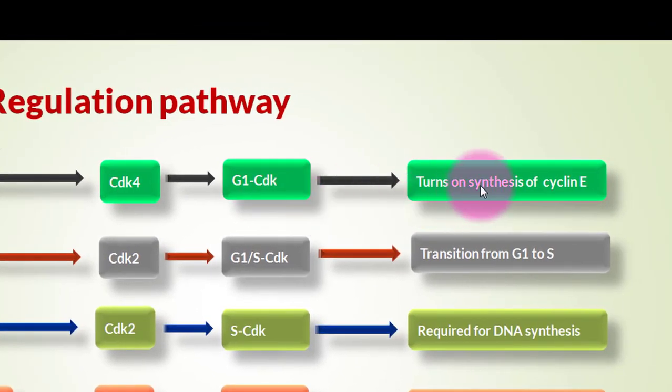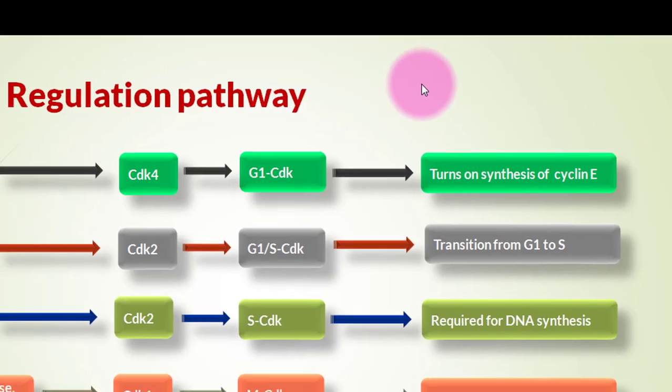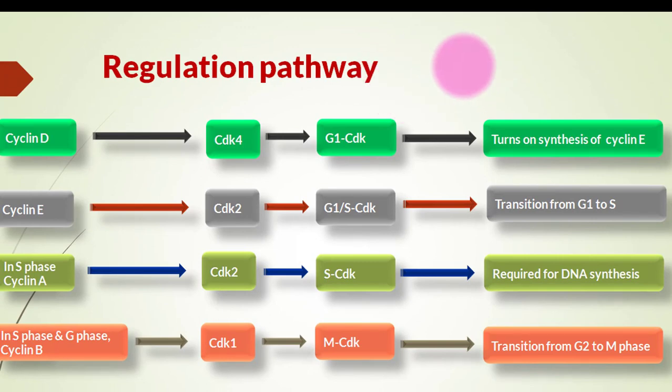This will turn on the synthesis of a number of proteins. All this happens in the very early stage of the G1 phase. Cyclin D binds to cyclin-dependent kinase 4, forming a G1 CDK, and this G1 CDK will turn on the synthesis of cyclin E and a number of other proteins. How? It activates the specific transcription factors responsible for the synthesis of cyclin E.